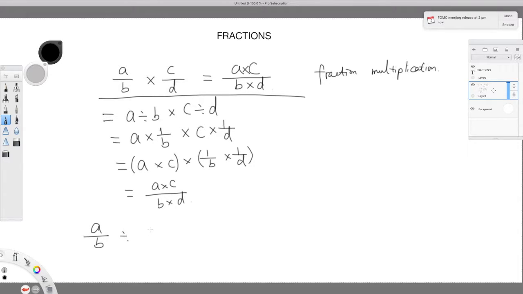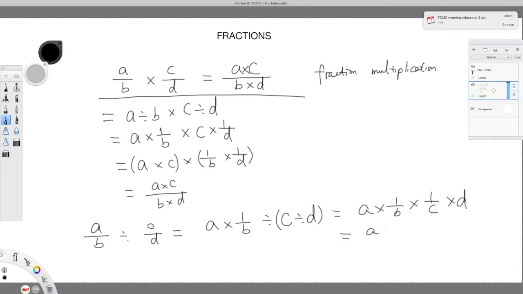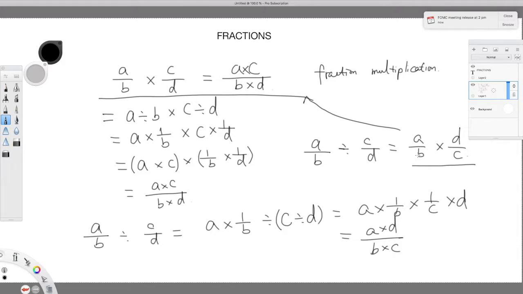a over b divided by c over d. This equals a times 1/b divided by c times 1/d inside. And this equals a times 1/b times 1/c times d. And this equals a times d over b times c. And this division, if I simplify it, is really equal to this: a over b divided by c over d equals a over b times d over c, the reciprocal of this. And then using this formula, this rule, a times d, b times c. So you see that we're building on top of each other to get the rule for division of fractions.